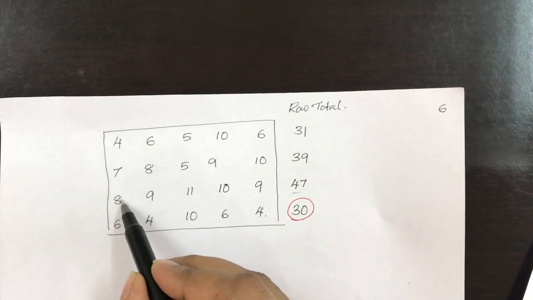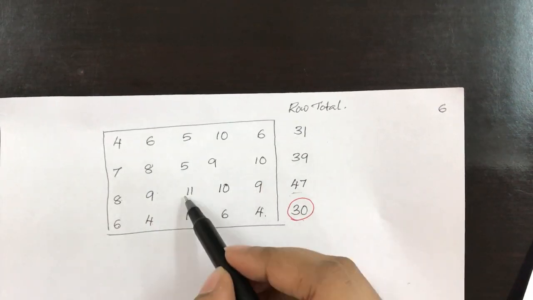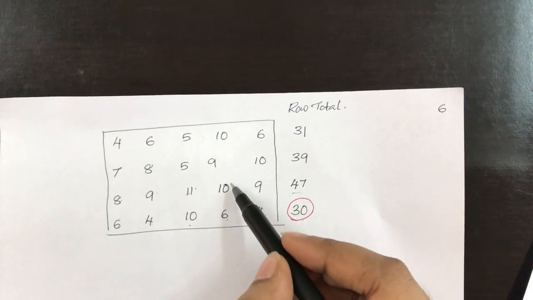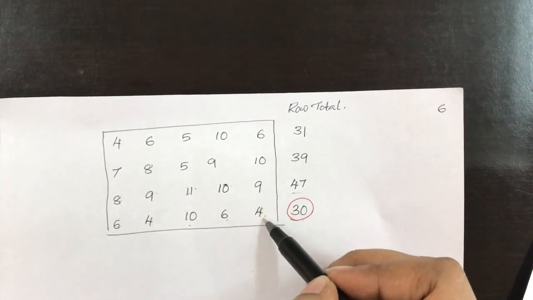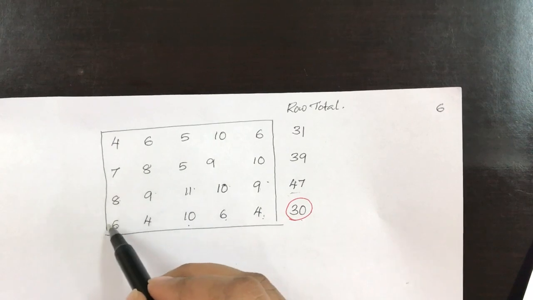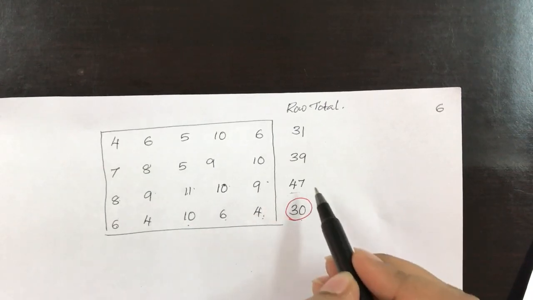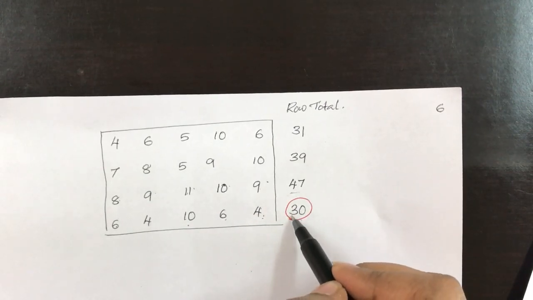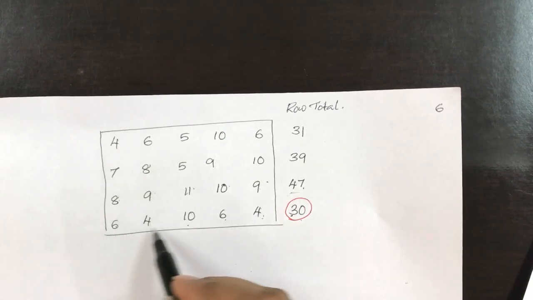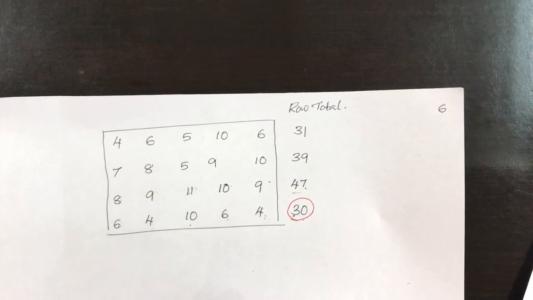8, 6. This is the highest value. 9, 4. R3 having the highest value. 10, 9. Again R3 having the highest value. 10, 6. R3 having the highest value. 9, 4. R3 having the highest value. So all values of R4 are less than or equal to corresponding values of R3. So R4 is dominated by R3 and we need to delete the lowest value row, that is row 4, need to delete.